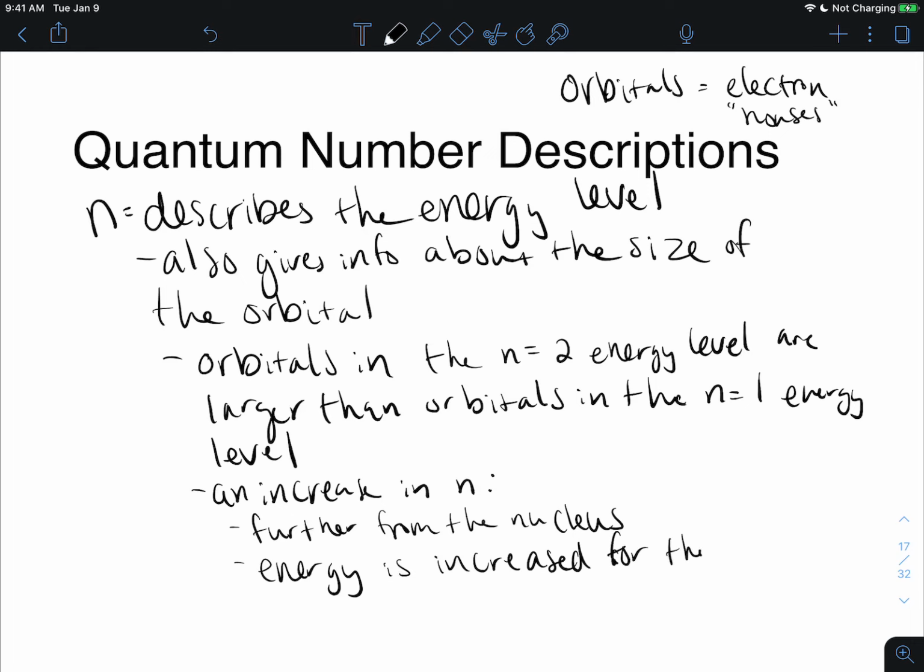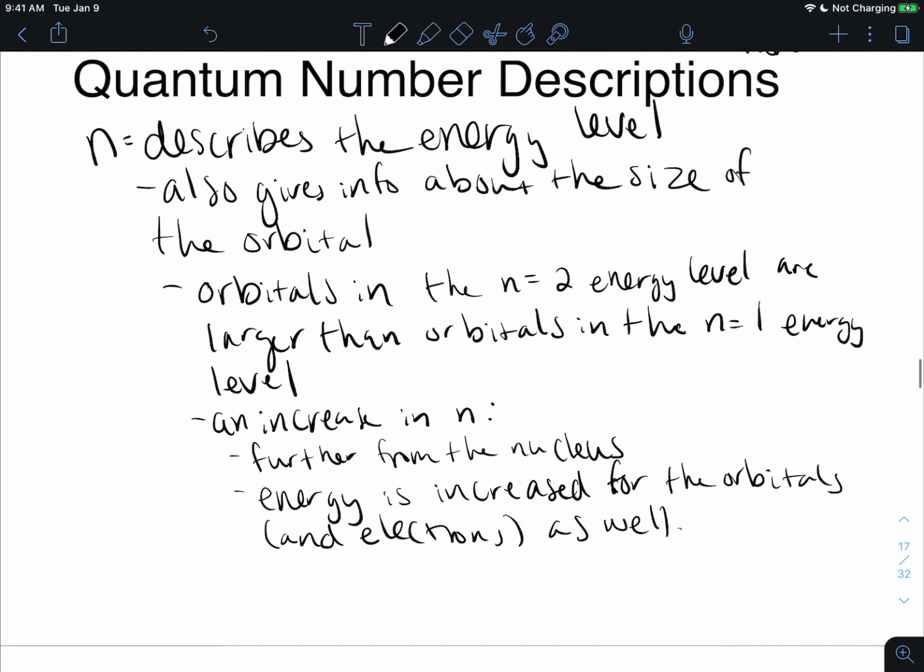For the orbitals and electrons as well. Those that are in greater n values are not going to be held as tightly as those that are in smaller n values, because they're further away and they have higher energy.